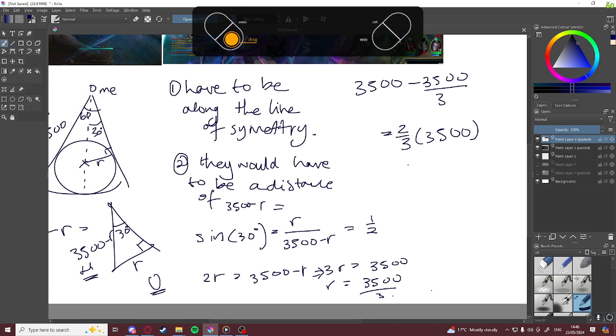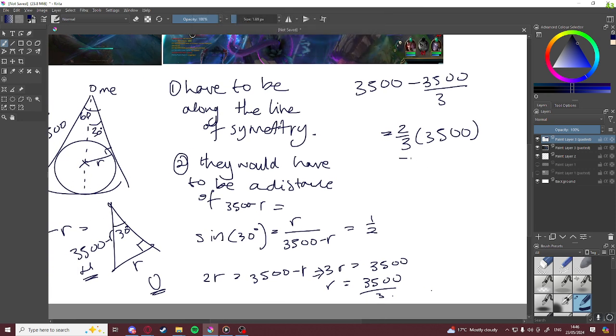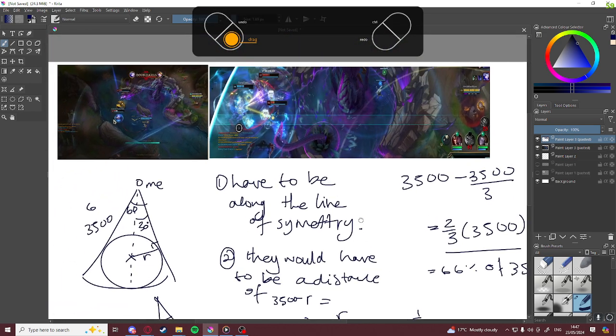And the reason why this is significant, and the reason why I wrote it like this, is because what this means is that it should be 66% of my full range, which is quite a nice number.